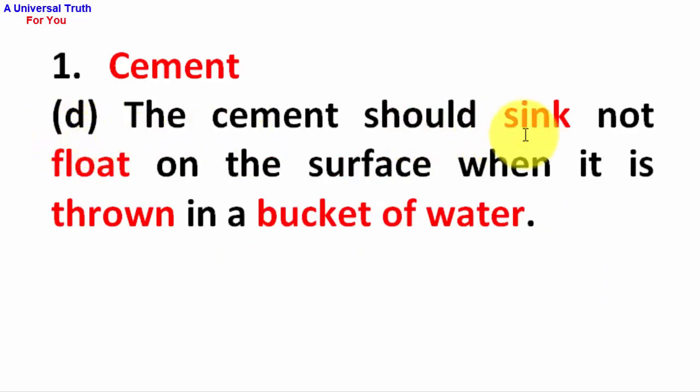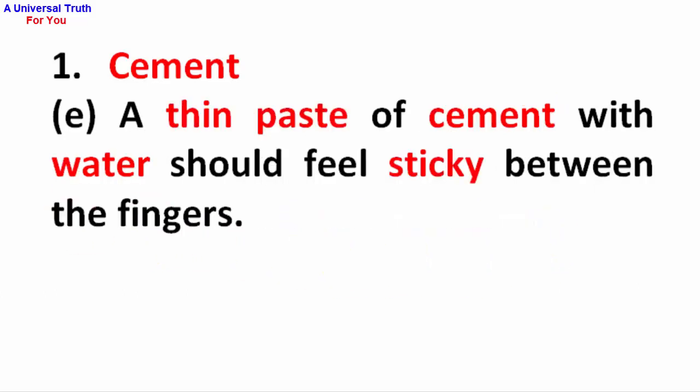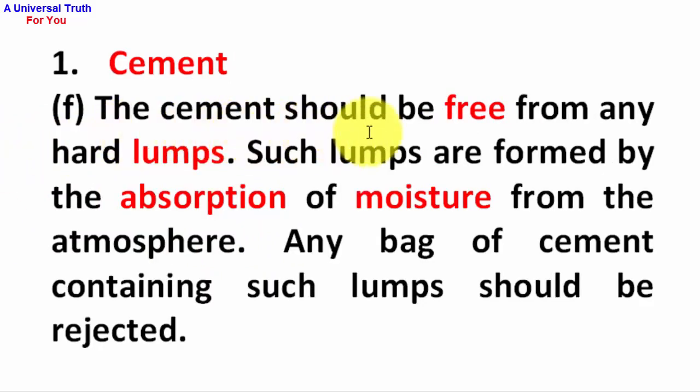D point, the cement should sink, not float on the surface, when it is thrown in a bucket of water. E point, a thin paste of cement with water should feel sticky between the fingers. F point, the cement should be free from any hard lumps. Such lumps are formed by the absorption of moisture from the atmosphere. Any bag of cement containing such lumps should be rejected.